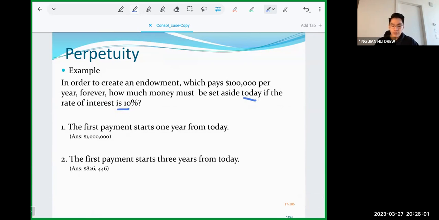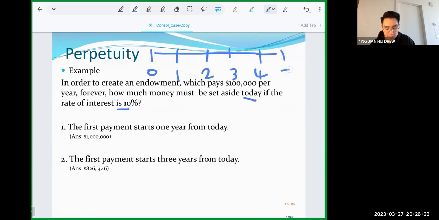All right, so if they say the first payment starts 1 year from today, did we already meet the requirement of using the perpetuity formula? Yes, perfect. Yes, we met the requirement. So 0, 1, 2, 3, 4, 5. I'm just going to use C as the cash flows, which is 100K. So C, C, C, C, C.